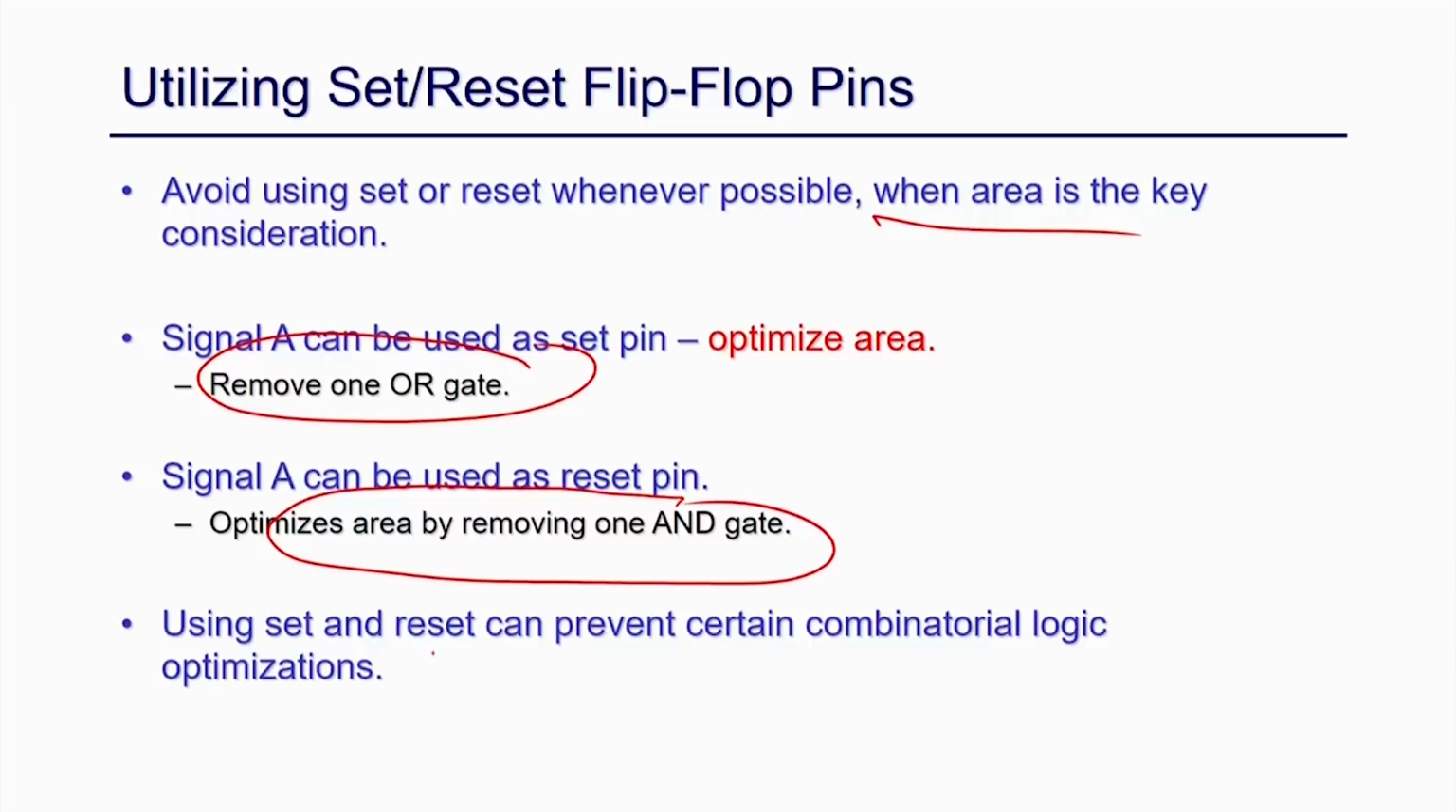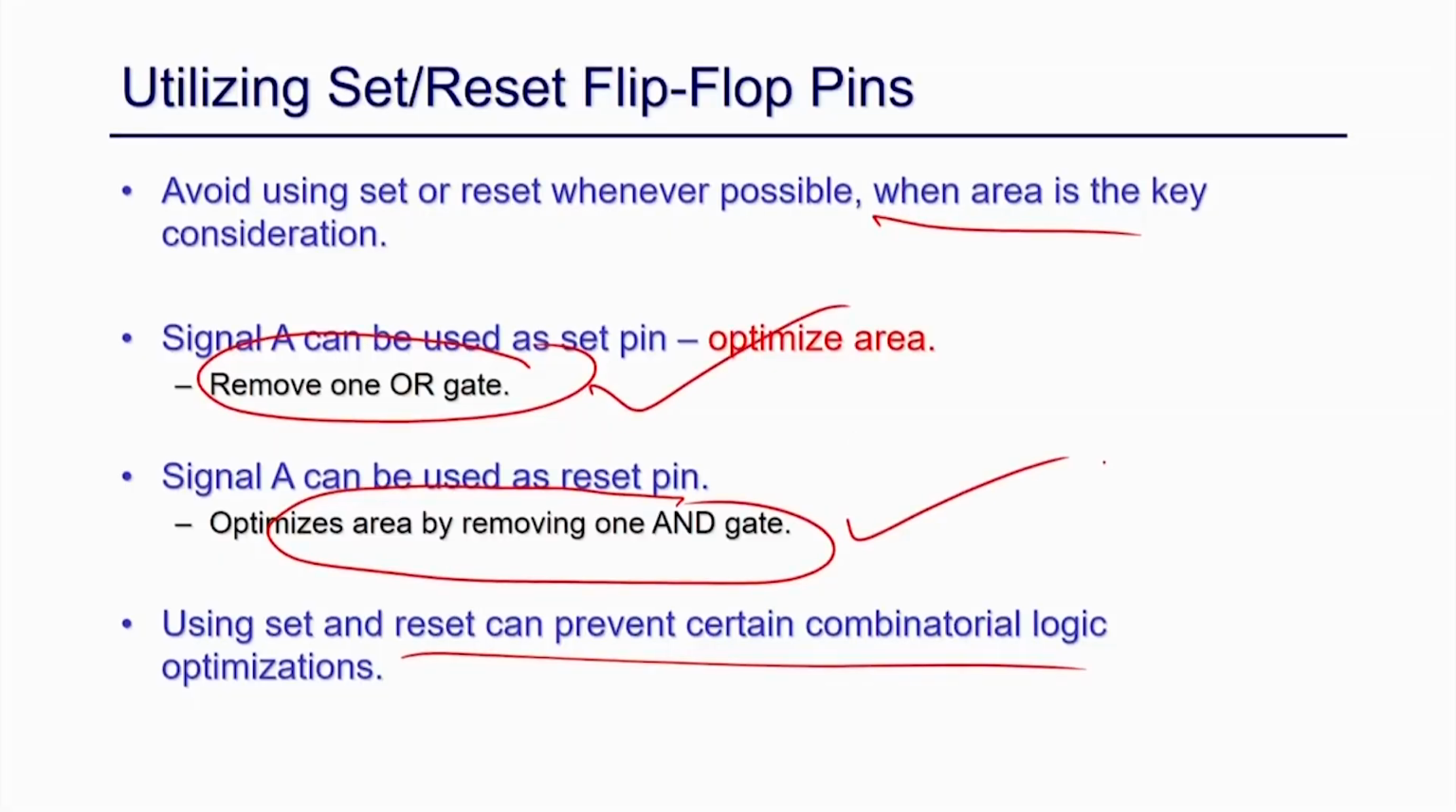So, overall the idea is that using the set and reset pin can prevent certain combinational optimization. So, we should always try to keep this option open, and this is primarily done by the synthesis tool, right. If you do not use the set and reset pin unnecessarily in your design, and you have this kind of thing, the tool will automatically map those AND and OR gates to the set and reset pin. So, you do not have to do anything.